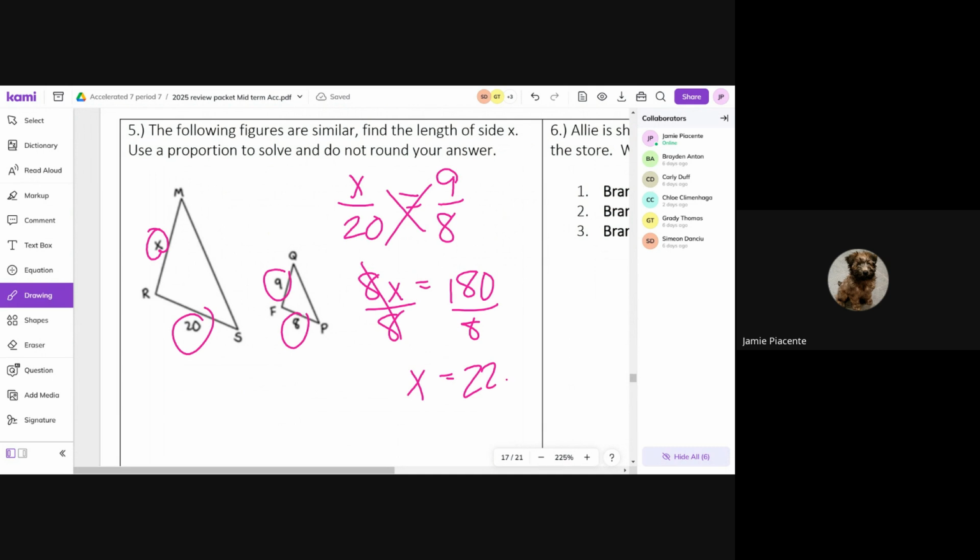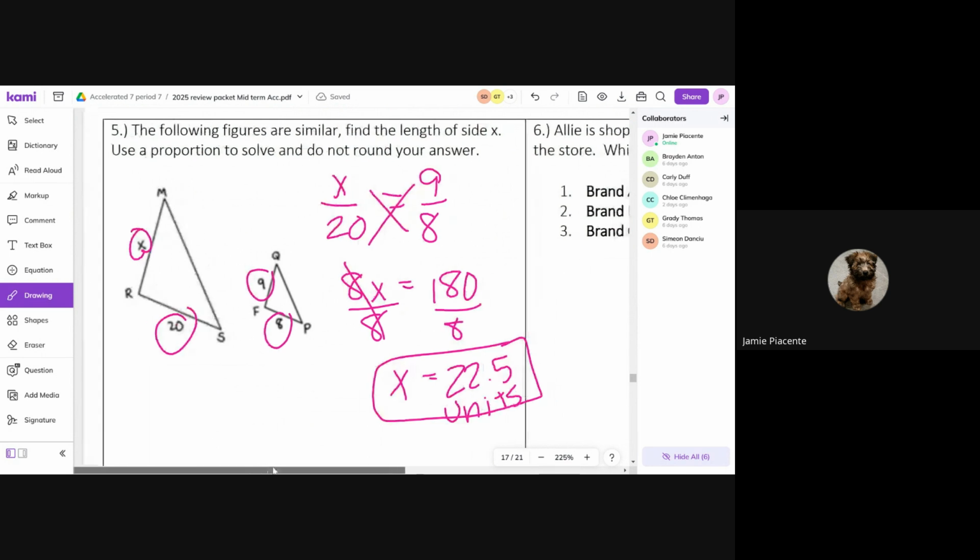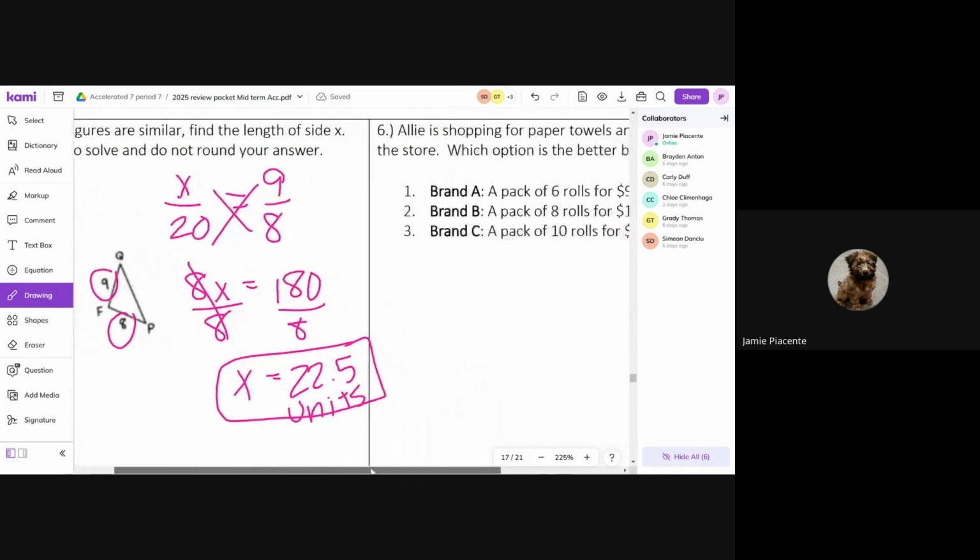I'm going to put units. They do not have it as inches or feet or anything like that. And let's say it was inches, it's just inches because you're not finding the area. It's not squared. You're just finding a side. So when it's just a side, it's units. When you're asked to find the area of something, it's units squared or inches squared.